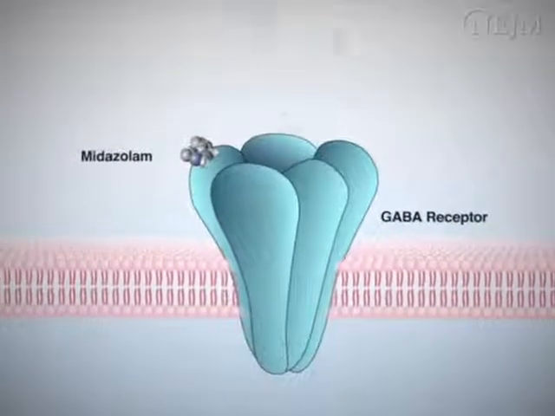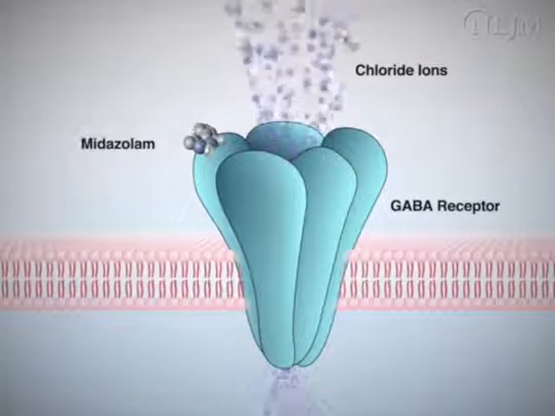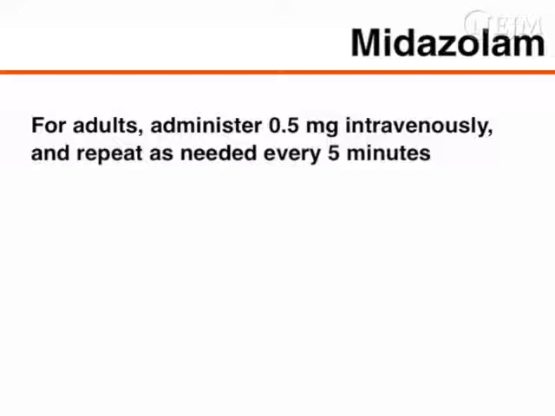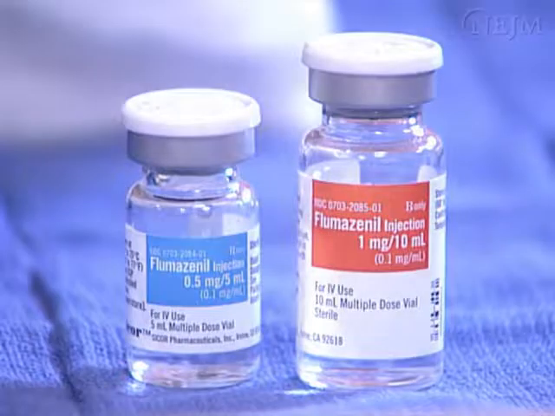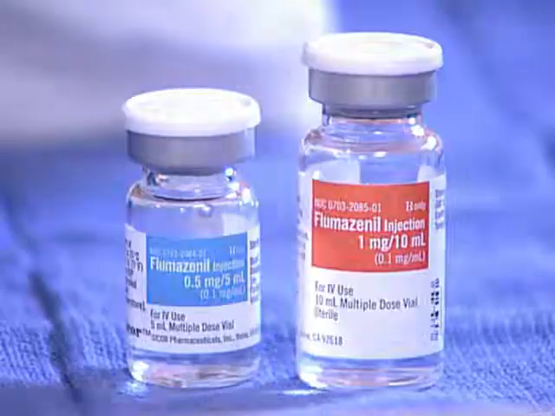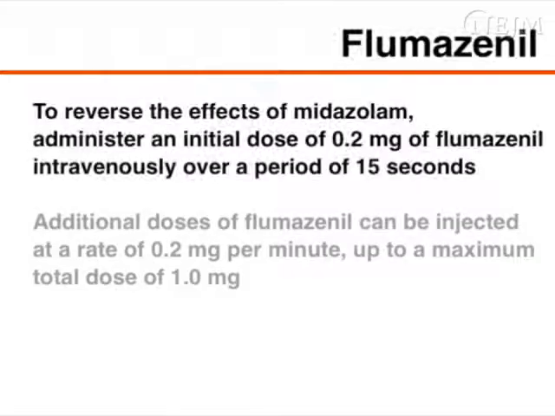Clinically effective doses for sedation vary widely. It is important to titrate the drug to the desired effect. For adults, a dose of 0.5 milligrams can be administered intravenously and repeated as needed every 5 minutes. Flumazenil is a benzodiazepine antagonist used to treat benzodiazepine overdose. To reverse the sedative effects of midazolam administered for conscious sedation, an initial dose of 0.2 milligrams of flumazenil is administered intravenously over 15 seconds.